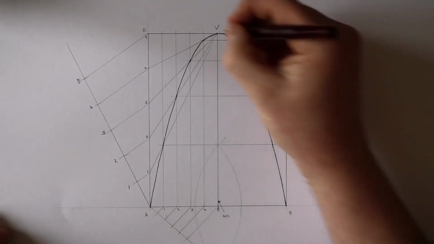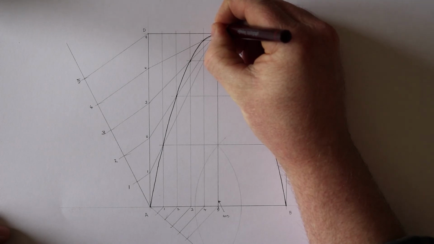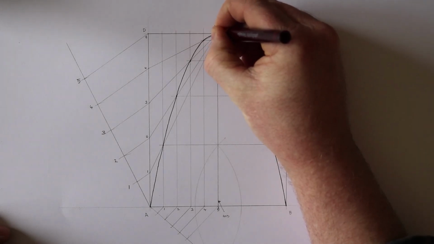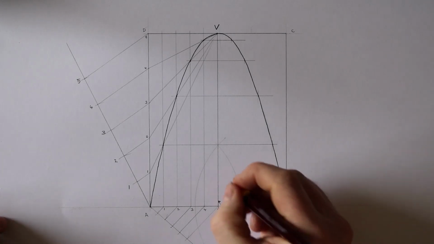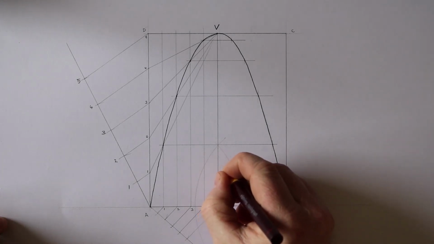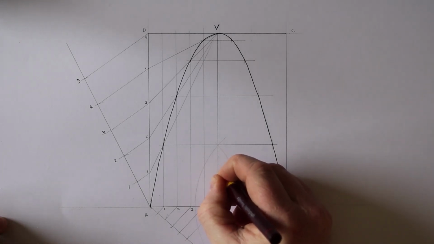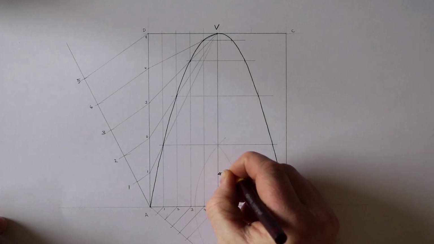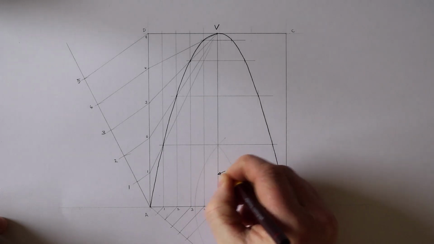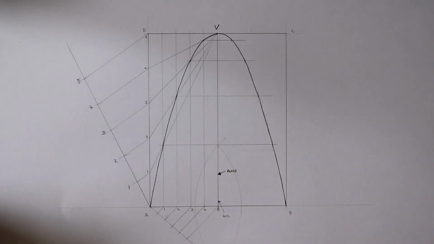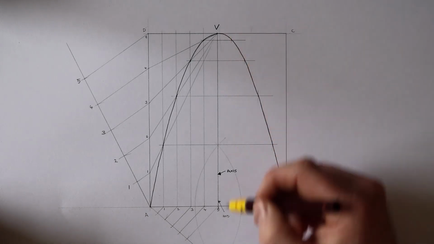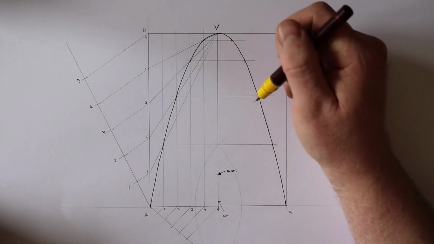No harm ever, lads, to just fill in a couple of key labels on a drawing. This point is point V, that's our vertex, highest point on our axis. This is the axis itself. Those are the key parts of that drawing. Got an axis of symmetry, got V, the vertex at the top.